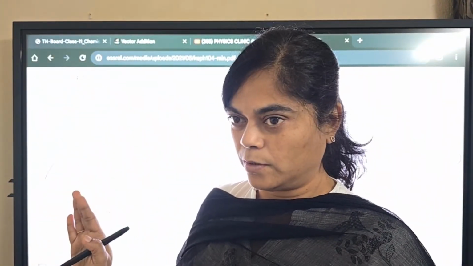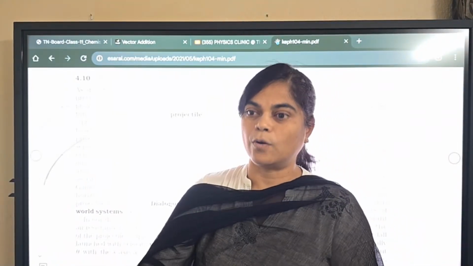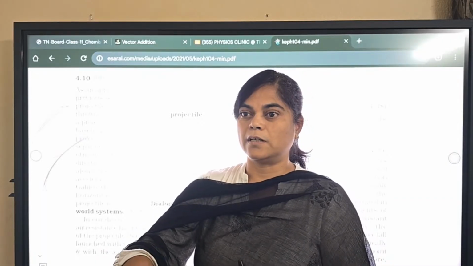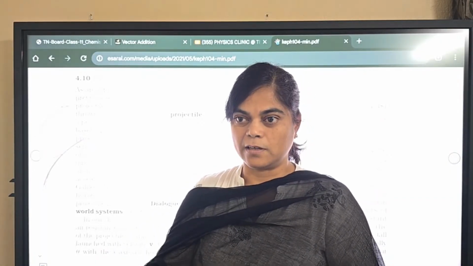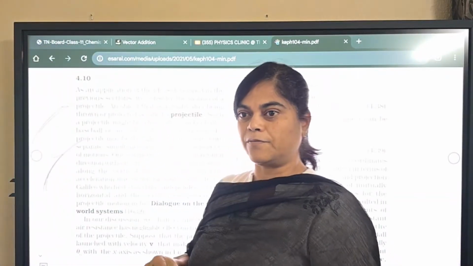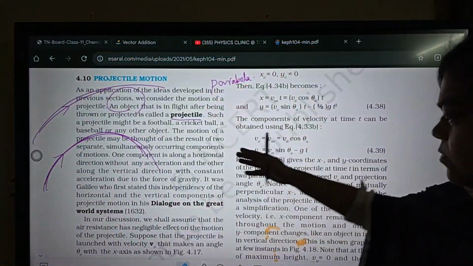Is it clear for you? If you pull something on the ground, then it may scroll or it may roll down. That is not a projectile. If the object flies in the air, that is a projectile. Is it clear for you? So that is given. You can go through all these things.